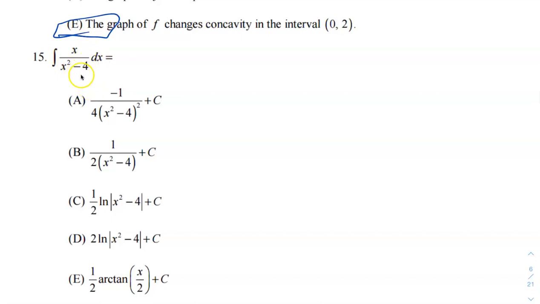This kind of looks like an inverse trig function, but there's an x on top. So this is actually just a u-substitution. We're going to let u be the bottom, x squared minus 4. Take a derivative of both sides, du dx equals 2x. Now we want to solve for dx. So multiply both sides by dx.